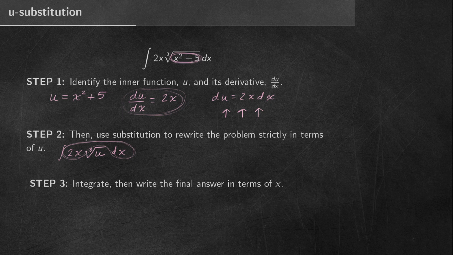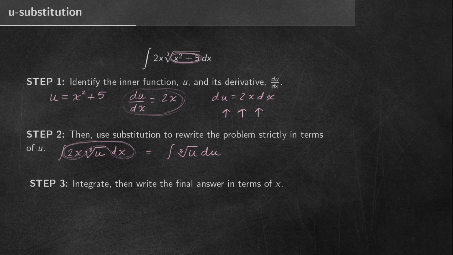So I can replace the 2x dx with du. And if I do that, then what I'm left with is the cube root of u times du. And this is what I want. I want an integral that no longer has x's in it. I just want my new variable to be a u. So here I'm good to go. I can move on to step 3, which is where I actually do the integration.